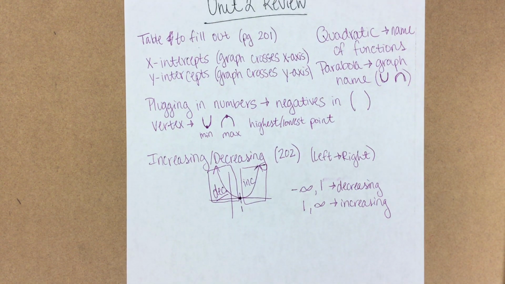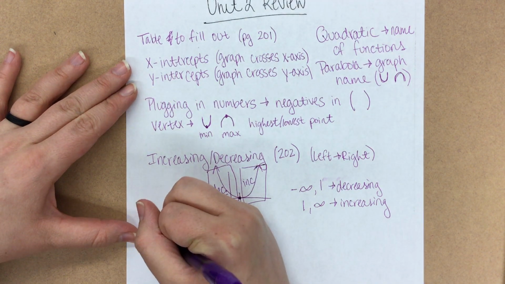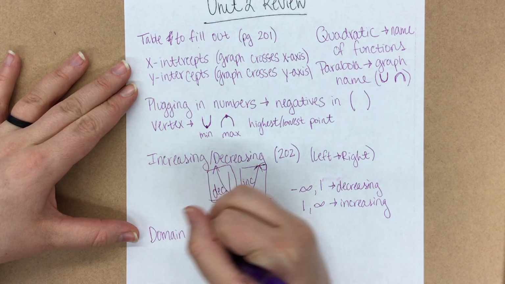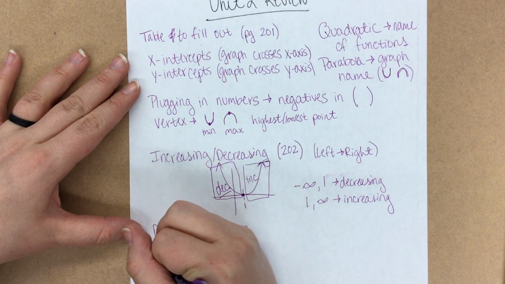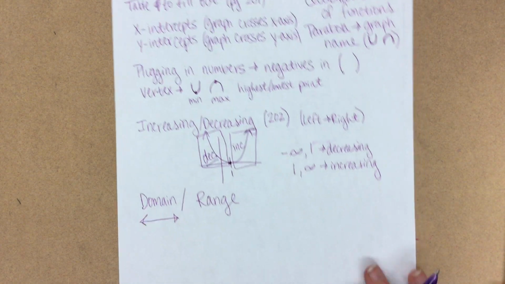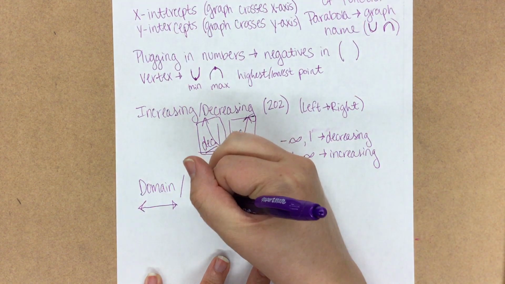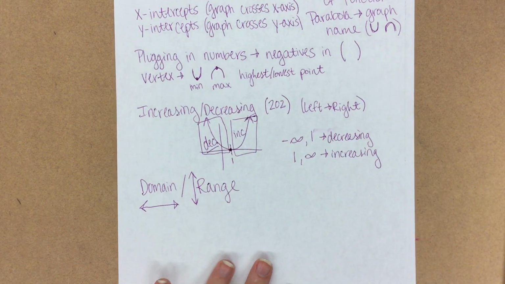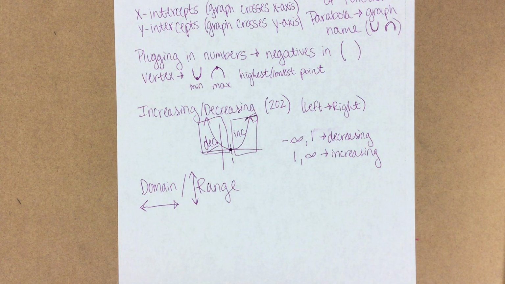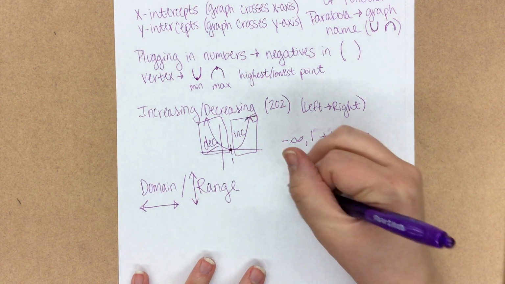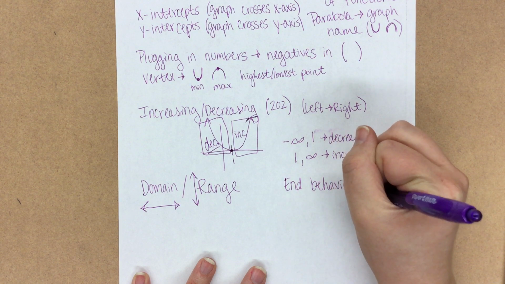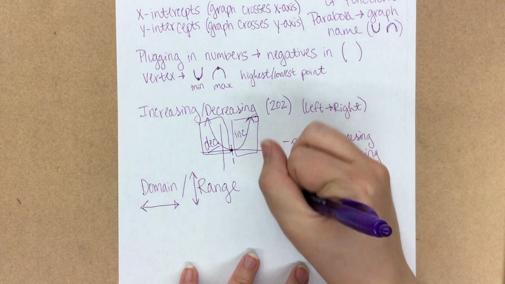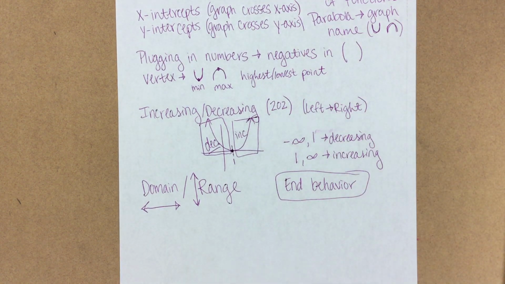You will likely need to know domain and range. Okay, it is probably good to know which one is which. So remember, domain is how far can my graph go from left to right. Range is how far can my graph go up and down in the y direction. Another thing from page 202 that you will need to know is end behavior. Okay. That's going to be a big one. Go back to 202 and watch the video on that.